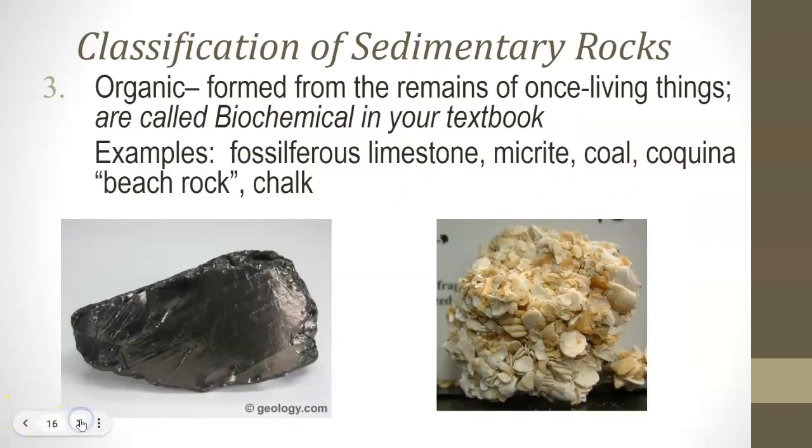Okay, so our last classification group is going to be organic. Sometimes it's also called biochemical. Most people say organic, but it's there because your textbook uses that term, so I wanted you to be familiar with it. And organic sedimentary rocks come from the remains of living things, so essentially fossils. Coal is an excellent example. It's made of decayed plant material, so that's going to be organic.